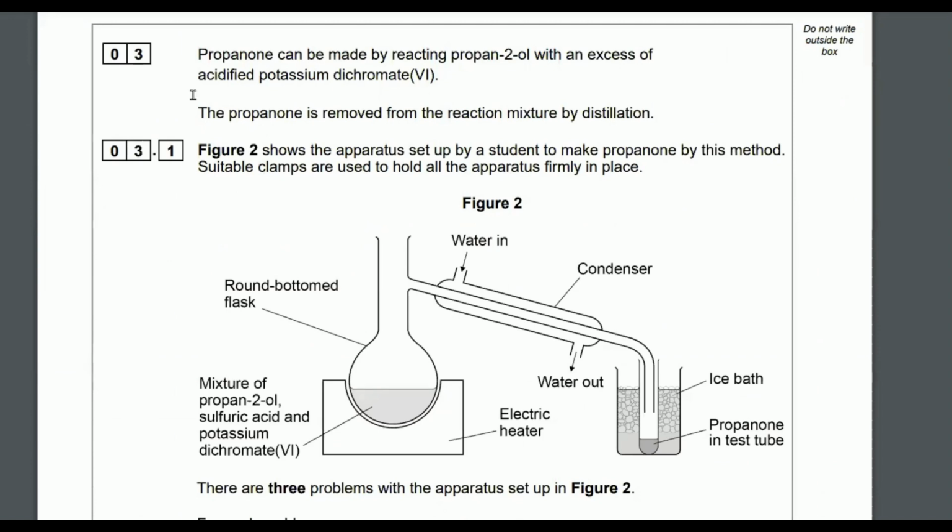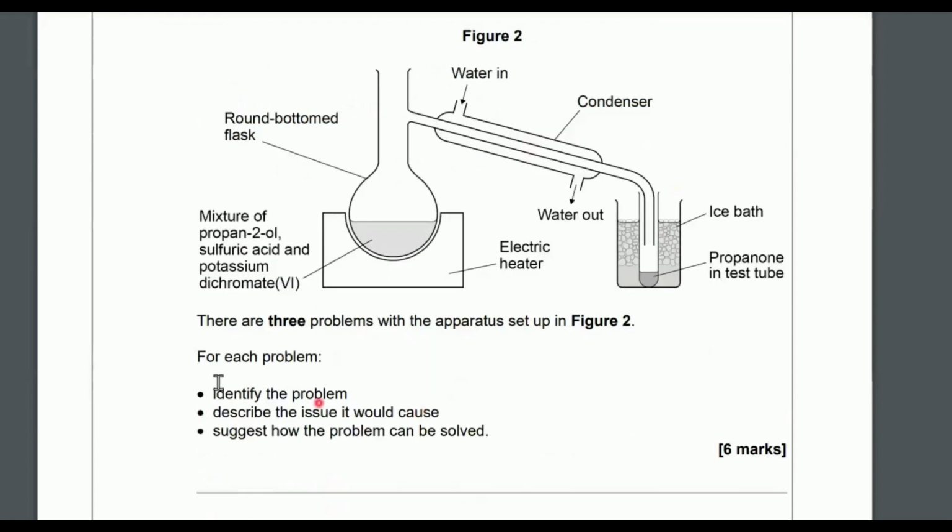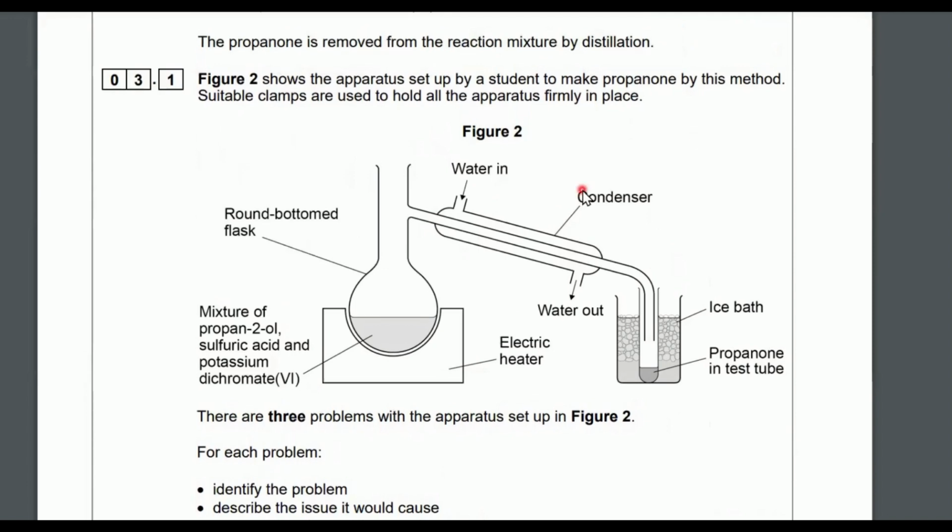Right, question 3. Propanone can be made by reacting propan-2-ol with an excess of acidified potassium dichromate(VI). The propanone is removed from the reaction mixture by distillation. Figure 2 shows the apparatus set up by a student to make the propanone by this method. The student's clamps are used to hold the apparatus firmly in place. Okay, so here we've got the apparatus set up. There are 3 problems with the apparatus set up in figure 2. Identify the problem, describe the issue it would cause, and suggest how it can be solved.